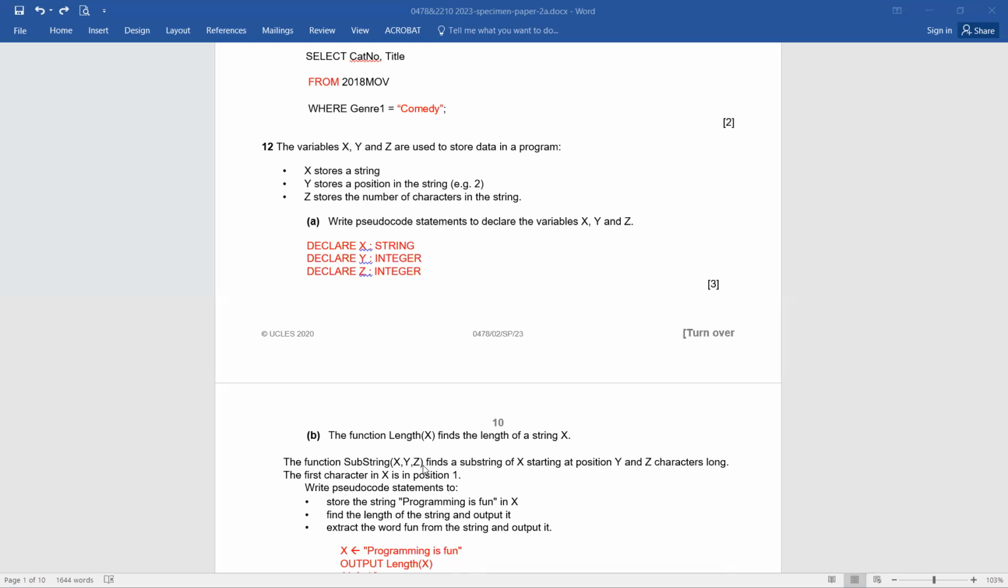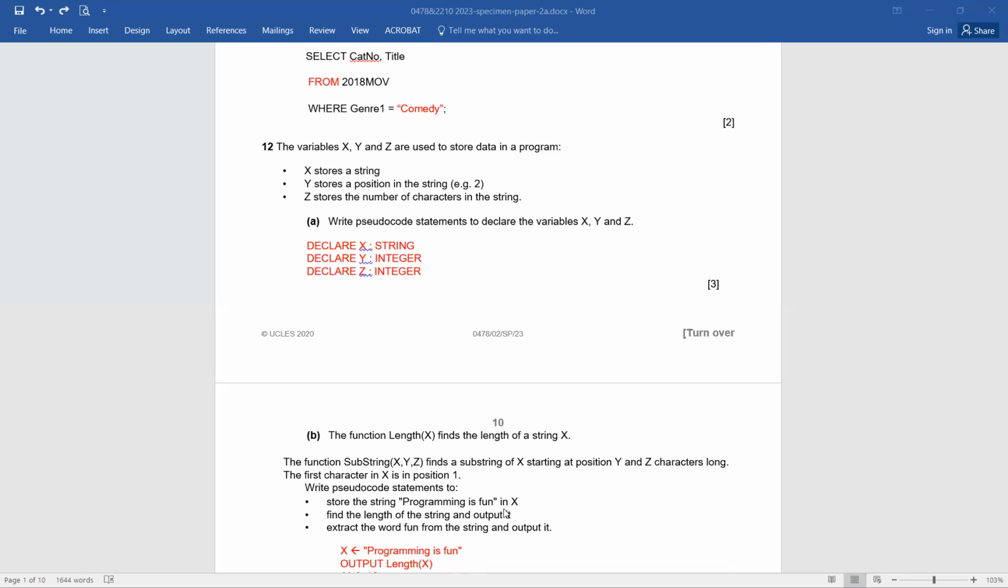Function substring(X, Y, Z) finds a substring of X starting at position Y and Z characters long. It means that, for example, the first character in X is in position number 1. They have given you these hints. Write pseudocode statements to store the string "programming is fun" in X.